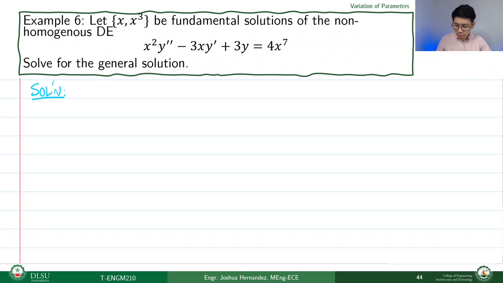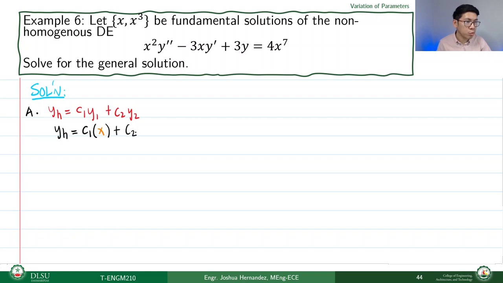So, solving this, again, we can quantify this by first identifying yung ating yh, right? What is our yh in this case? Our homogeneous solution is equal to c sub 1 y sub 1 plus c sub 2 y sub 2. Okay? Now, paano natin makukuha yung ating homogeneous solution? Binanggit naman doon sa example natin that x and x cubed are fundamental solutions of the non-homogeneous DE. So yung x could be y1 and yung x cubed could be y2, or interchangeably.